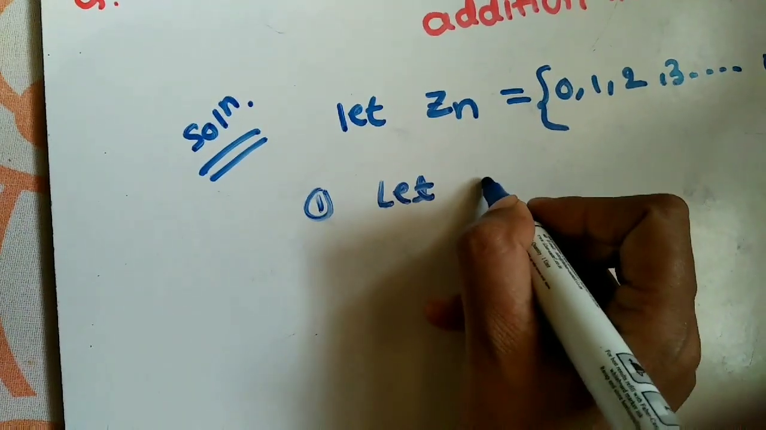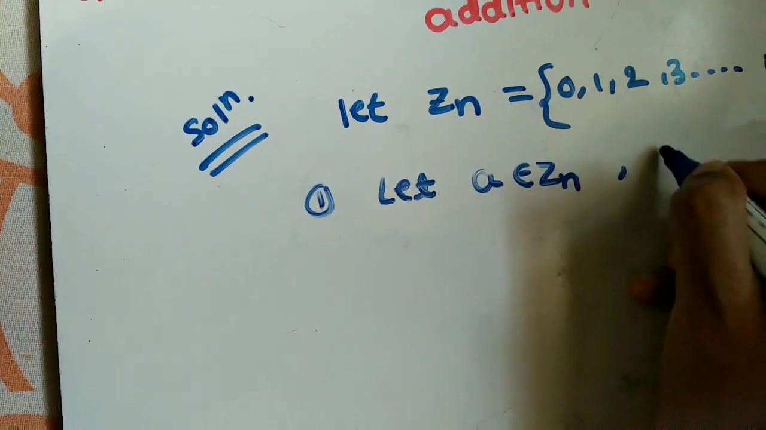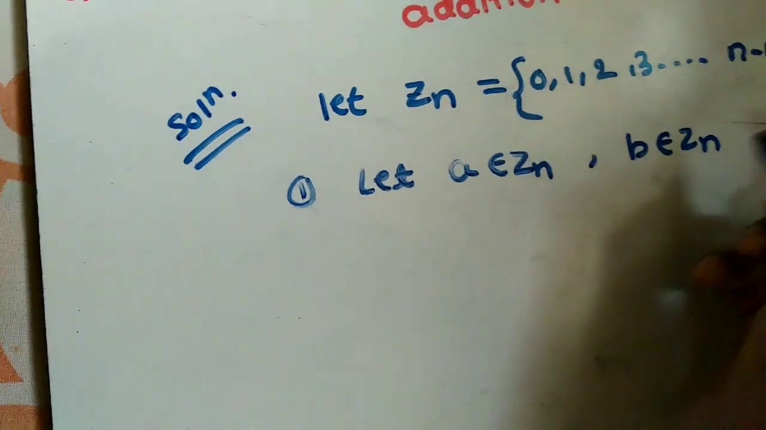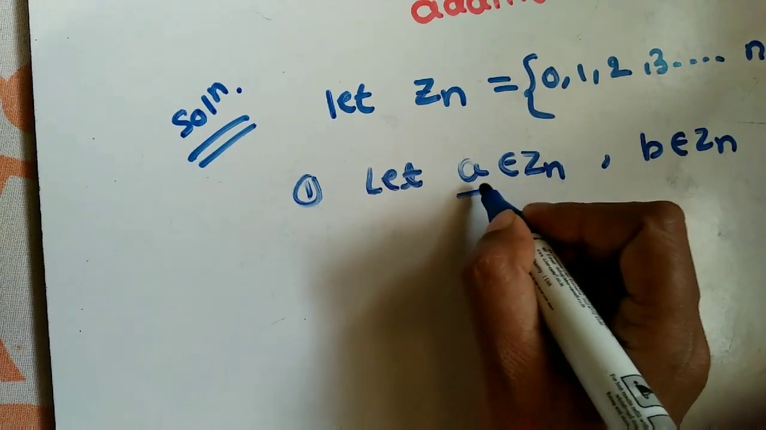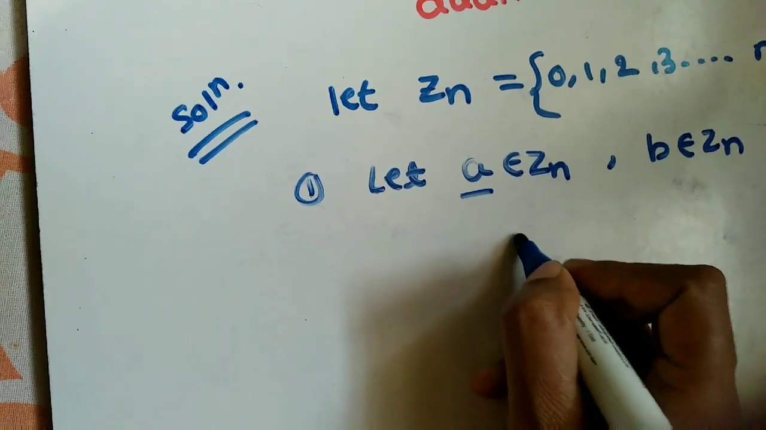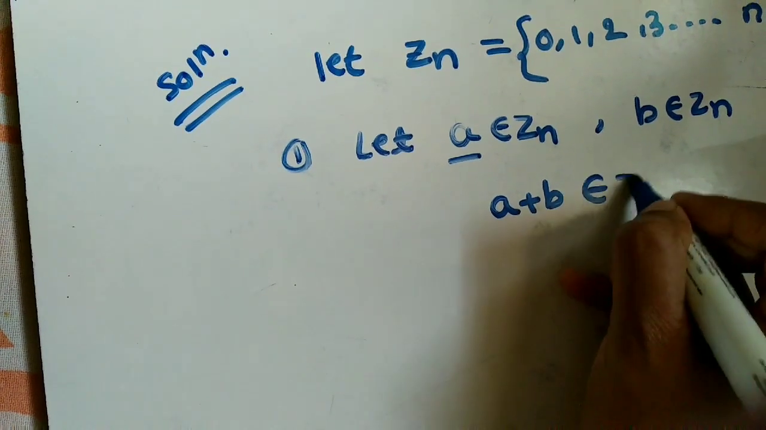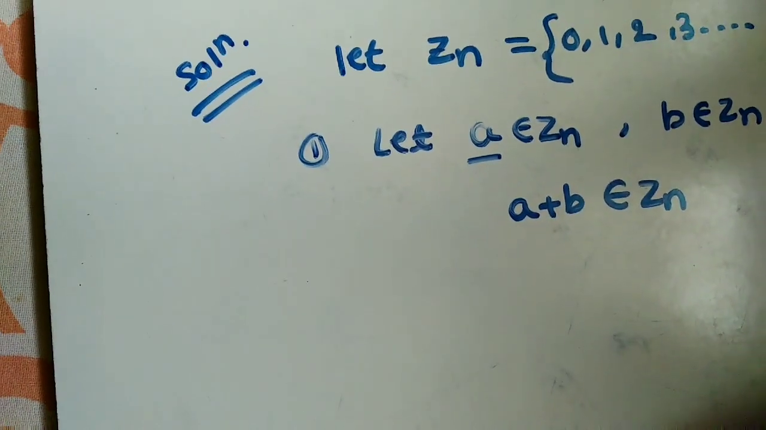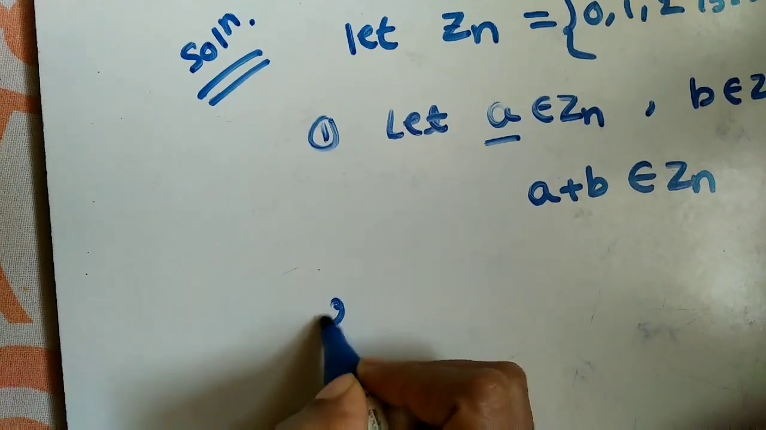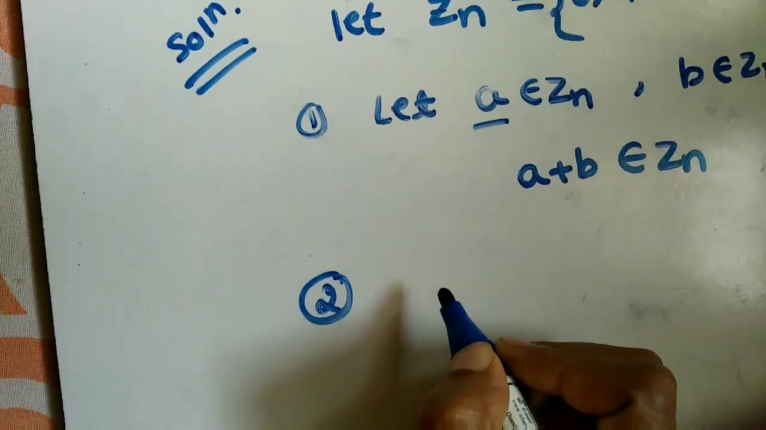For checking the closure law, I need 2 elements. I take a belonging to Zn, and b also belonging to Zn. If one element belongs to Zn and another element belongs to Zn, then the addition of these two automatically belongs to my given set. So the closure law is satisfied. Next one is the associative law.